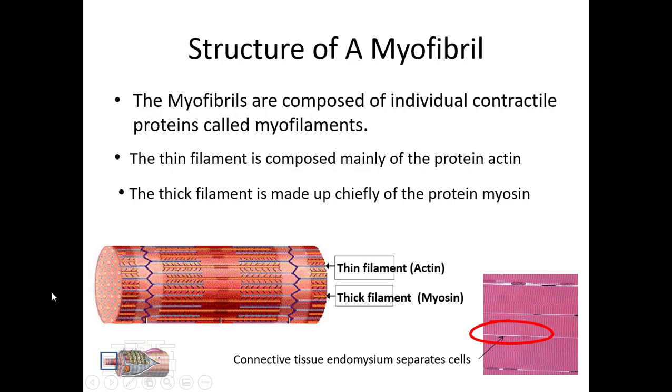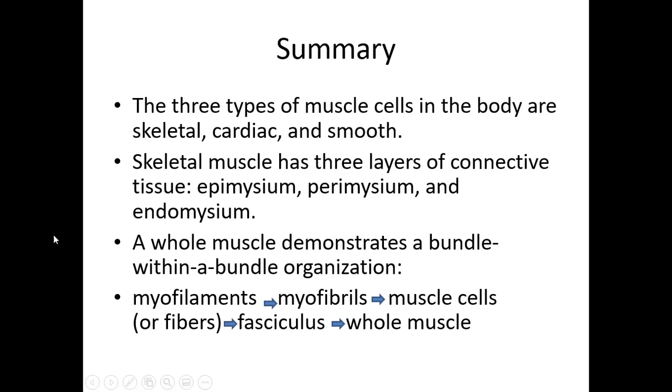See, it's a separate cell. The three types of muscle cells in the body are skeletal, cardiac, and smooth. Skeletal muscle has three layers of connective tissue: epimysium, perimysium, and endomysium. A whole muscle demonstrates a bundle-within-a-bundle organization: myofilament, myofibril, muscle cell or fiber, fasciculus, and whole muscle.